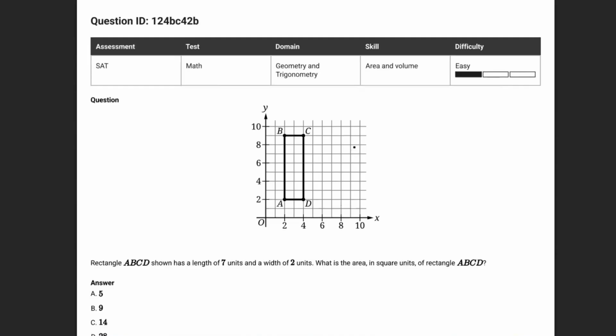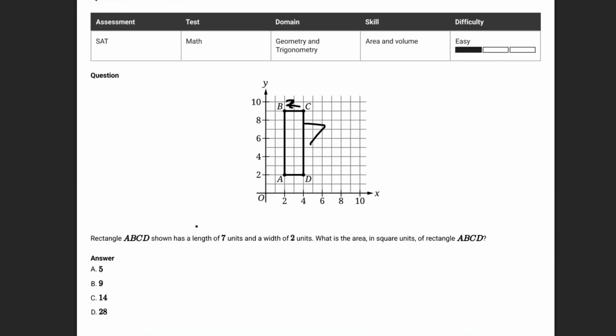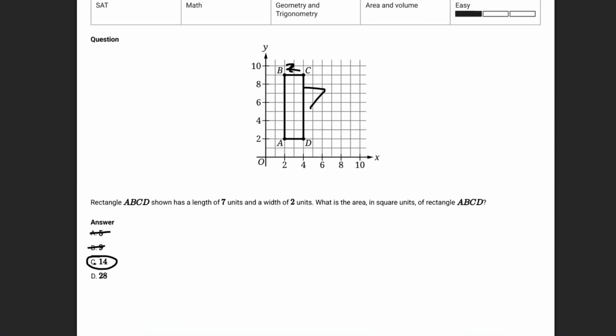Okay, so next question. This one's really easy. Rectangle ABCD shown has a length of 7 units and a width of 2 units. So 2, 7, what is the area? 2 times 7, 14. So it's just C.